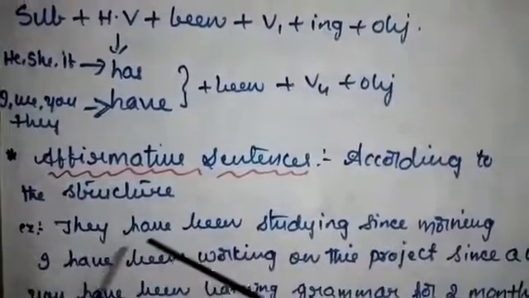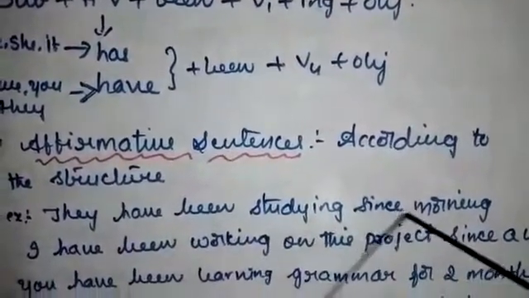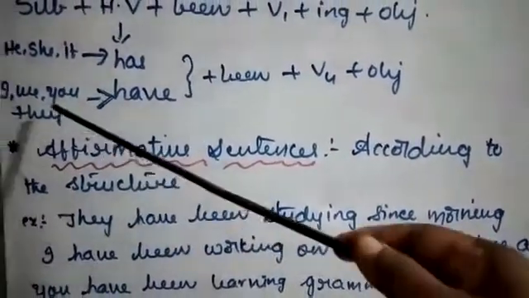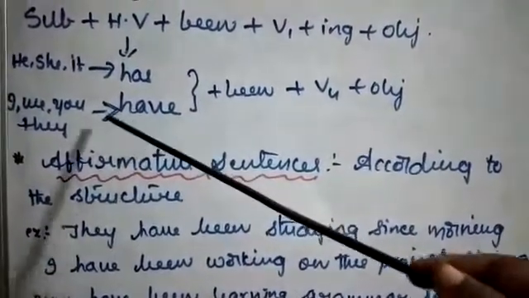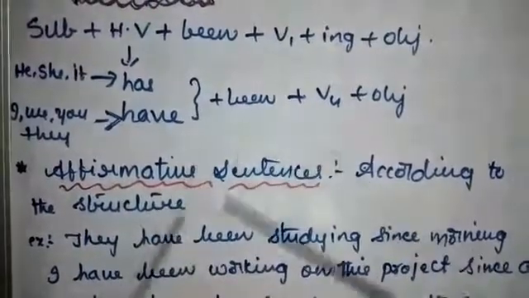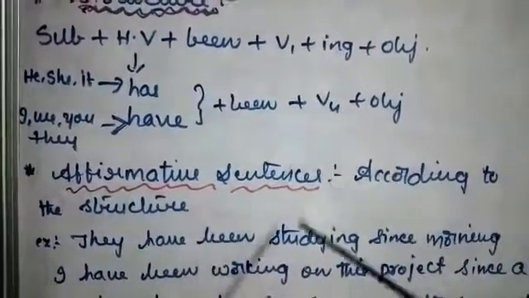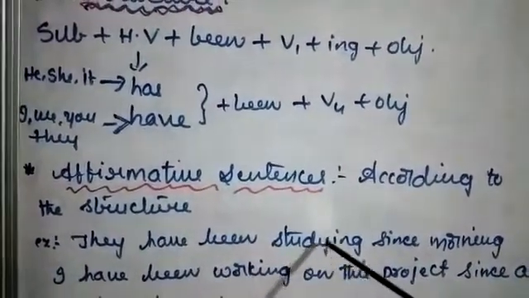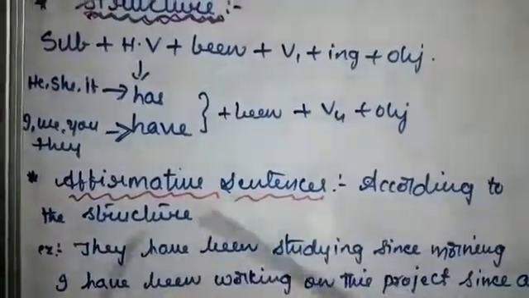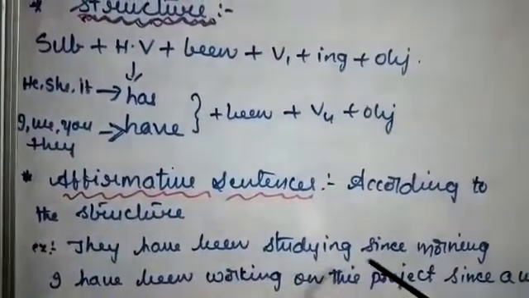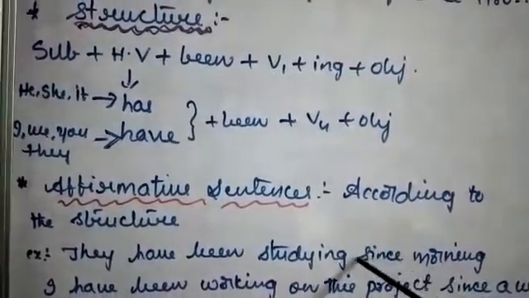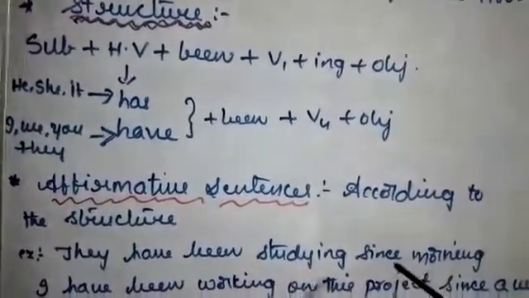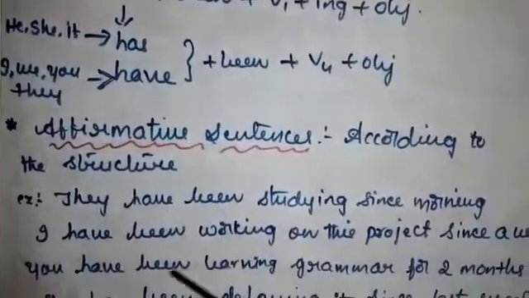For example, they have been studying since morning. They have: I, we, you, they, so we use have as the helping verb. After that, been. They have been. V4 means study plus ing, studying. So they have been studying since morning, specifically telling from morning, so since is used here. Now we'll see another example.